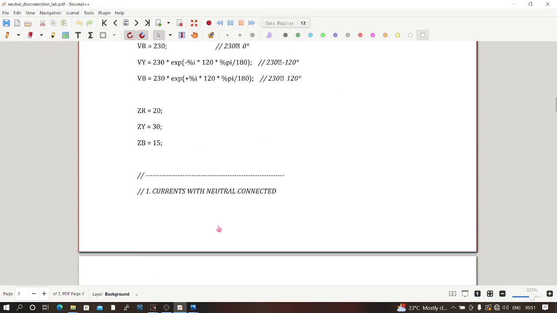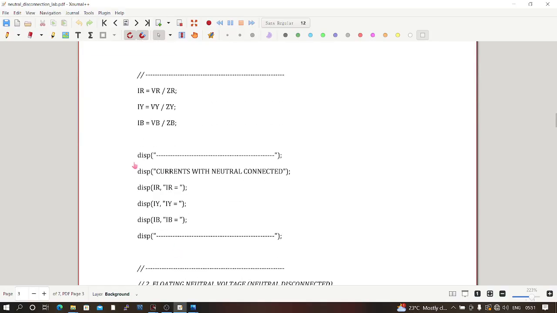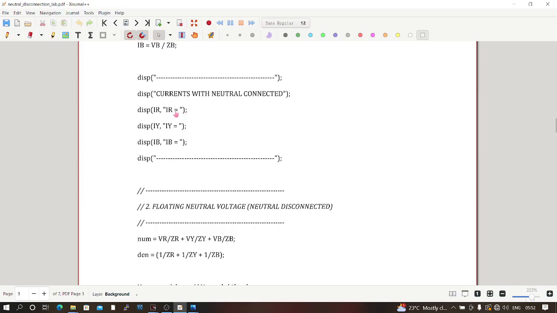Now we are going to calculate the currents with the neutral connected. The formulas are IR is equal to VR divided by ZR, IY is equal to VY divided by ZY, IB is equal to VB divided by ZB. Just displaying that: display currents with the neutral connected. Display value IR is equal to these values, which will be displayed from the calculated values. Once the program is executed, you will understand what is going to be displayed.